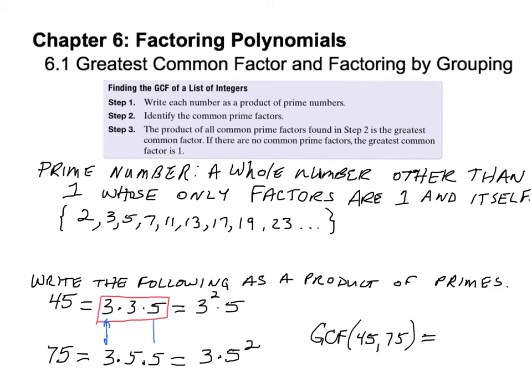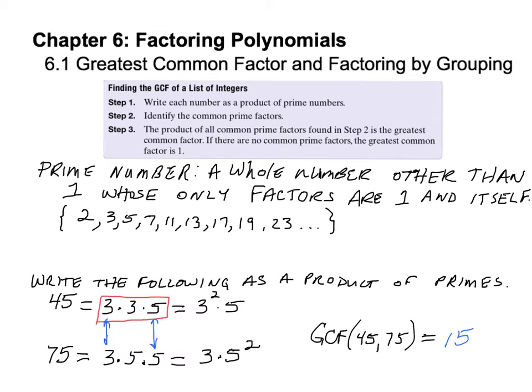They both have a 5. They don't have anything else in common. Okay? But they have 3 times 5, which is 15. So the GCF for those two numbers is going to be 15.